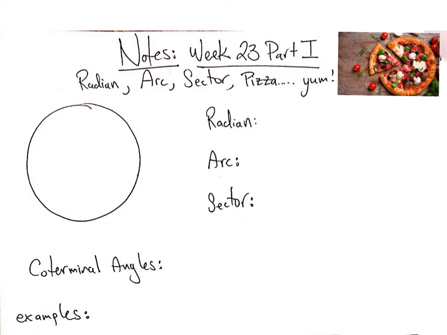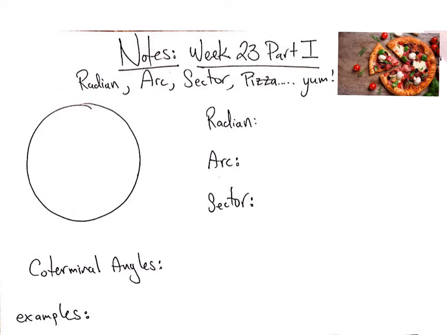Okie dokie. So here we are, week 23, part 1, and we are talking about radian measure, which we already know. It's related to degrees, and it's how we measure angles. And then these other aspects of a circle, which you probably remember from geometry, arcs and sectors, and how that relates to radian measure. So our favorite example, pizza, yum, we will bring that into play.